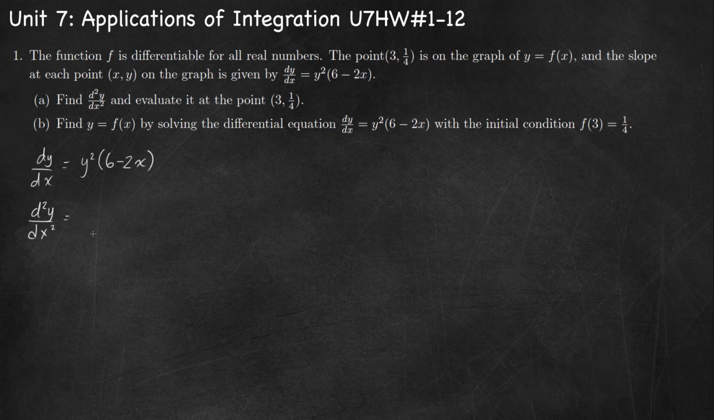We're taking the derivative with respect to x. So when we get to the part where we take the derivative of y, chain rule kicks in, we multiply by dy/dx. So product rule, we start by taking the derivative of the first, that's 2 times y times dy/dx. Then we multiply by the second factor, plus the first factor times the derivative of the second. The derivative of the second is just -2. So that is our second derivative.